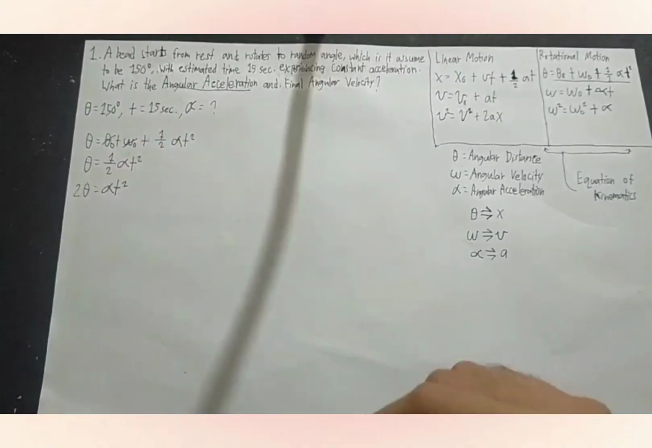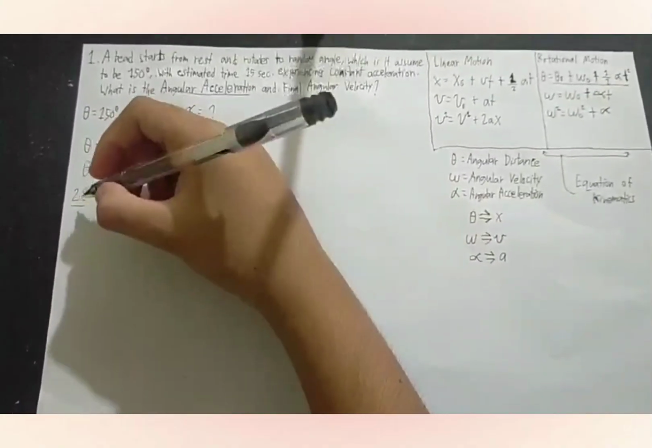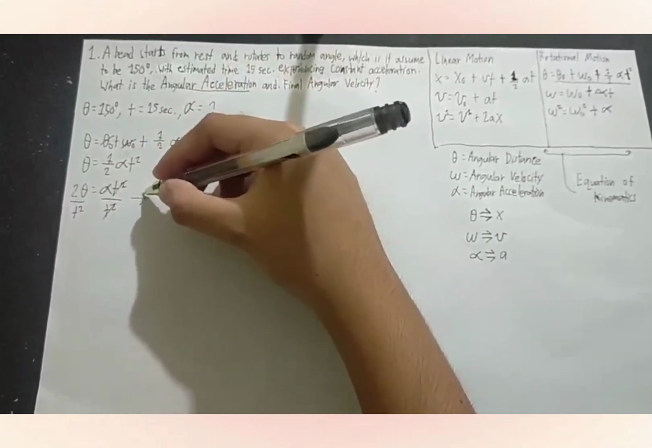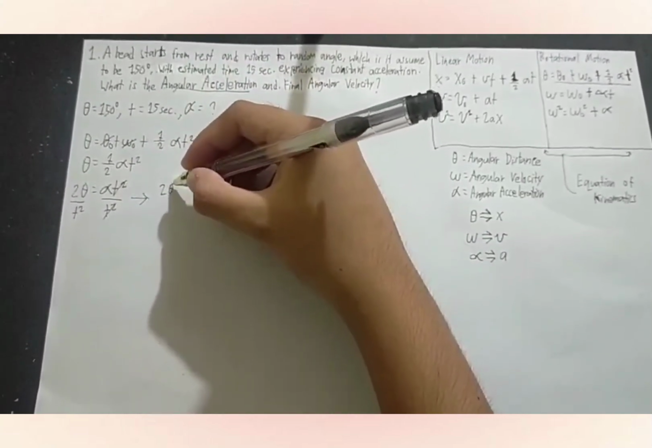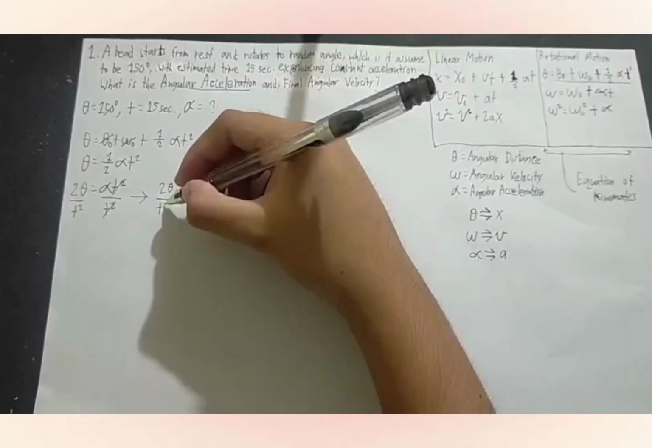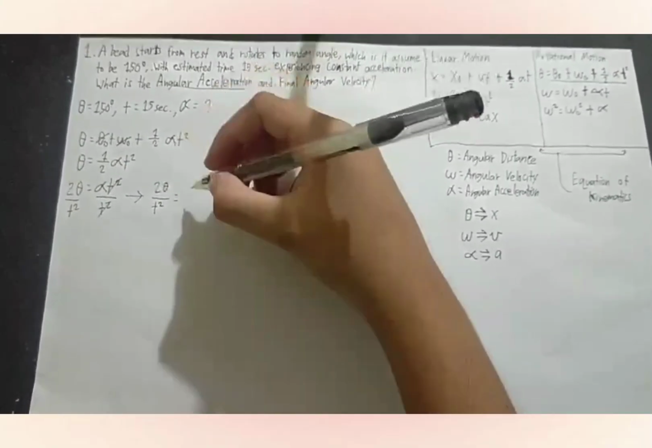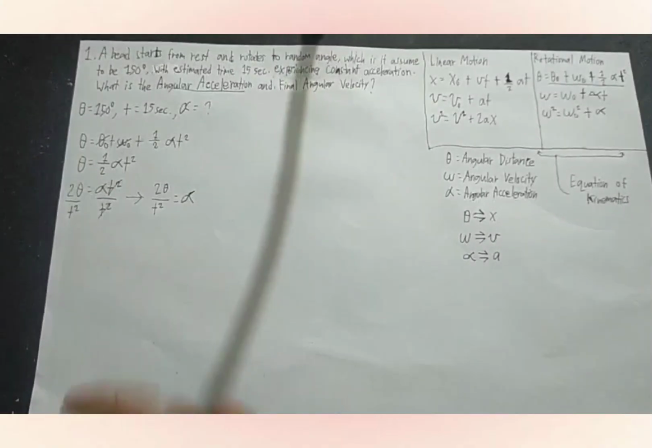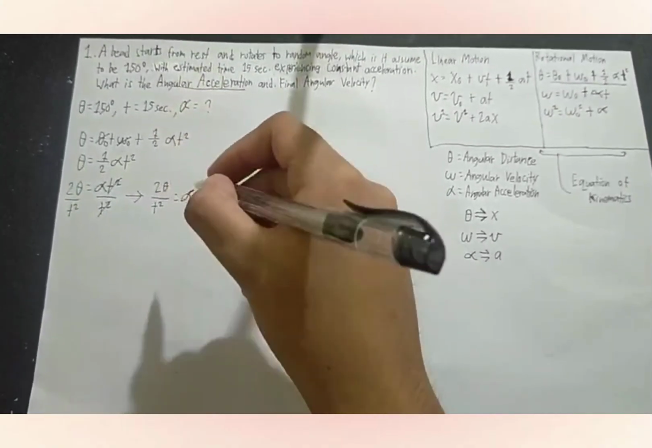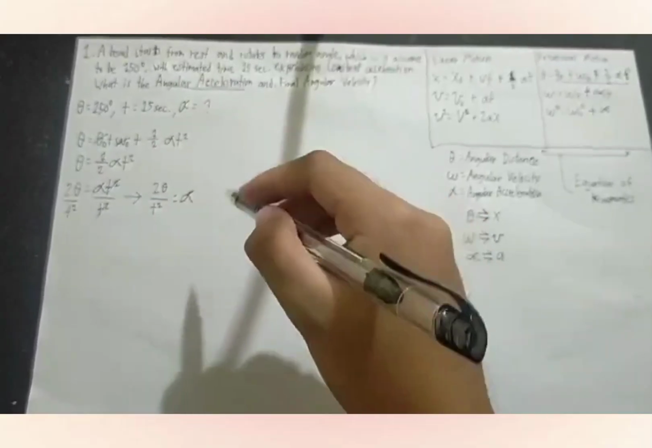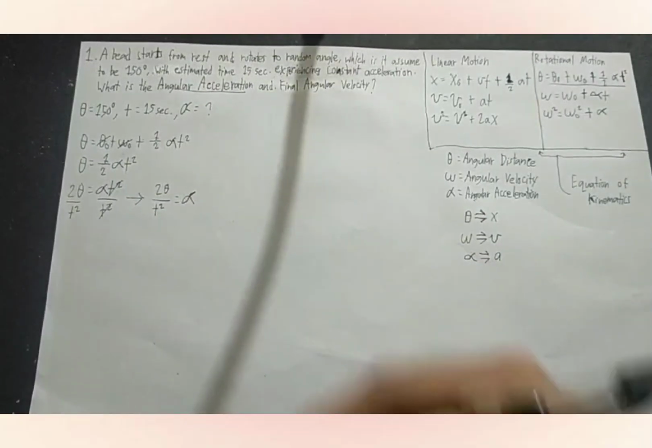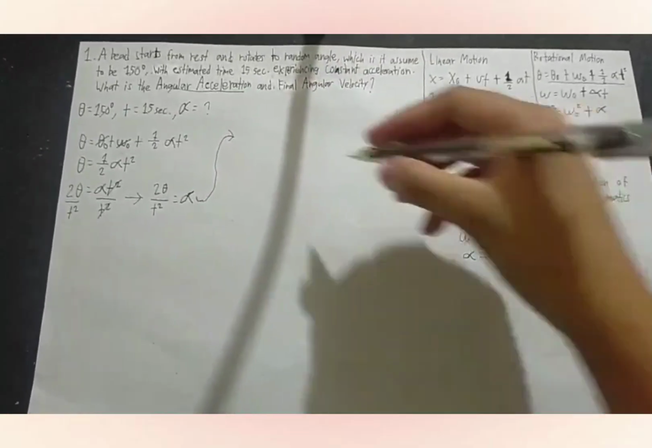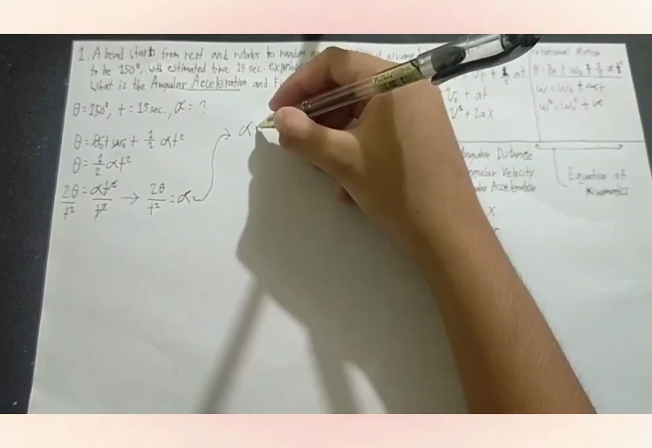Then we divide both sides so that only alpha remains. 2 theta divided by time squared is equal to alpha, which is the angular acceleration. That is the equation we will use to find angular acceleration.